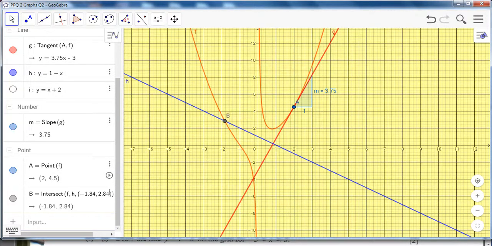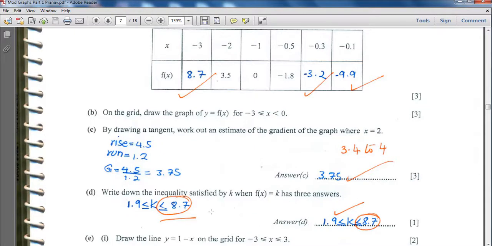So let's go back and see what our answer space says. Alright, so there's an error here. The exact answer will be all the values of k need to be greater than 1.9. Again, note that the inequality will be greater than and not greater than or equal to, because when it is equal, we have 2 answers and not 3 answers. So for this, the correct answer would be k is all the values which are greater than 1.9.